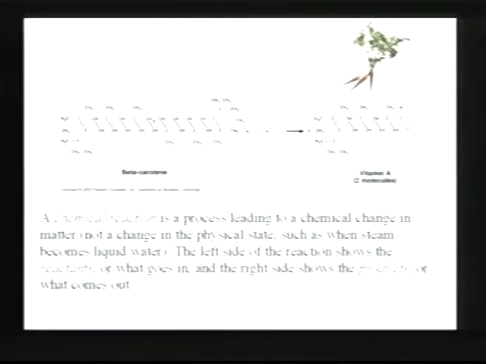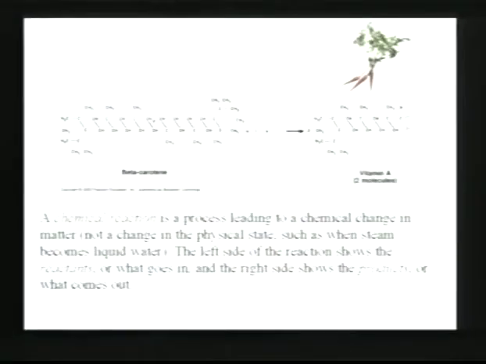Okay? It's not a change in the physical state. A change in the physical state would be a change from solid to liquid to gas. It's a real chemical change. We get a different chemical compound or molecule. On the left side of the equation are the reactants. That's what goes into the reaction. On the right side is what comes out of the reaction. Those are the products. The red arrow up in this figure shows the bond that's broken to produce the products. And the product here is vitamin A, made from beta-carotene.